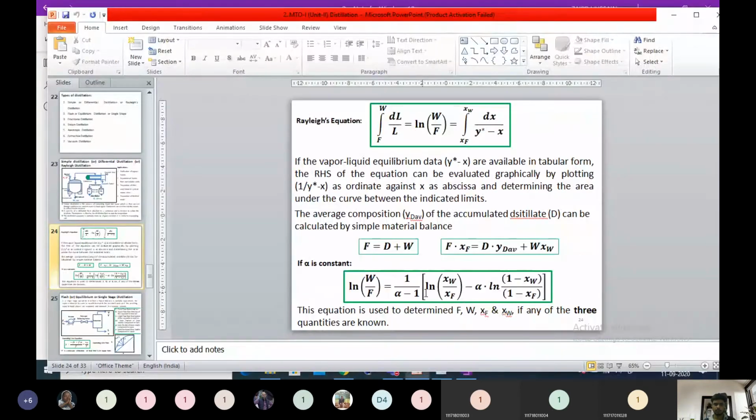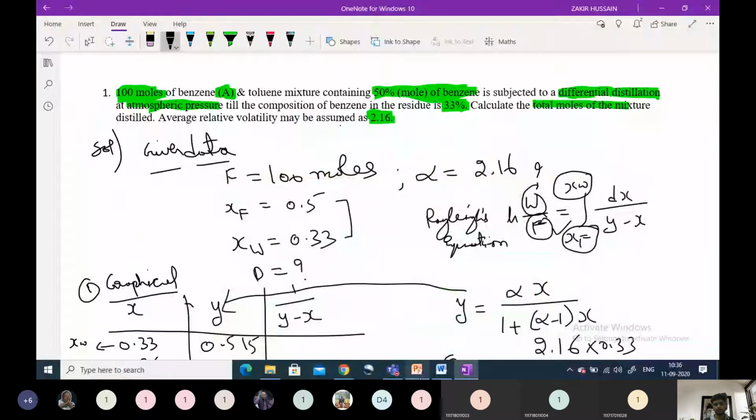We can directly use this formula, but we are trying to solve this problem using all three methods, so that you need not find any difficulty in solving other problems when handling them.